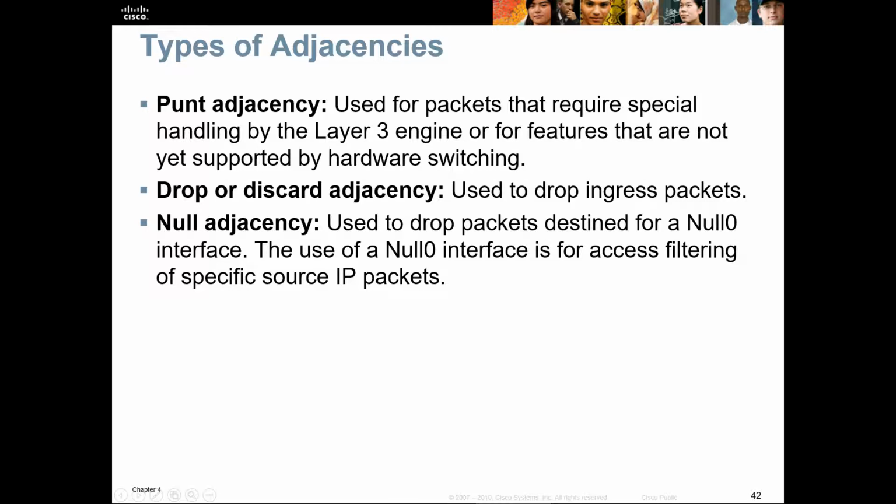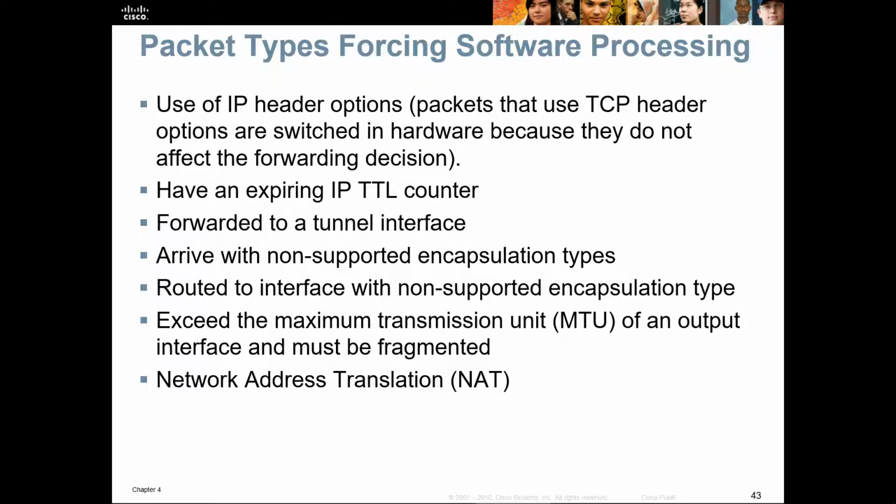Some of our packet type forcing software processes are use of IP header options, maybe expiring IP TTLs, forwarding to a tunnel interface, arriving with non-supported encapsulation, routed interfaces with non-supported encapsulation, exceeding the maximum MTU size, or even NAT. Not all packets can be processed in the hardware.